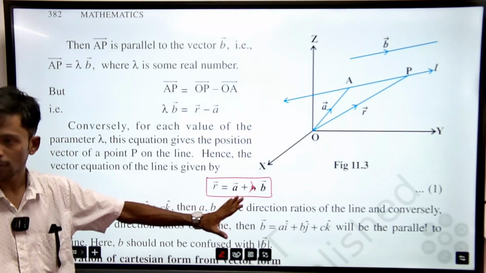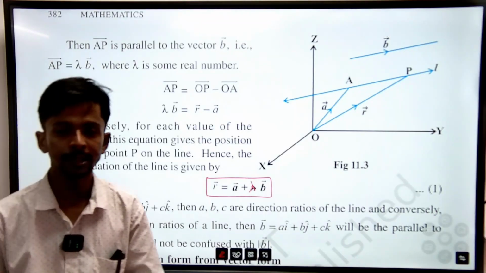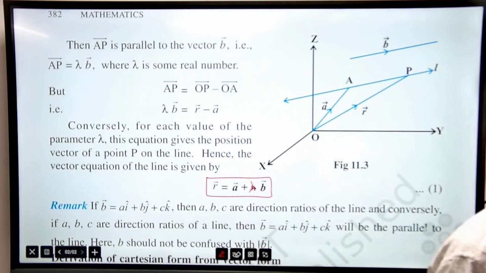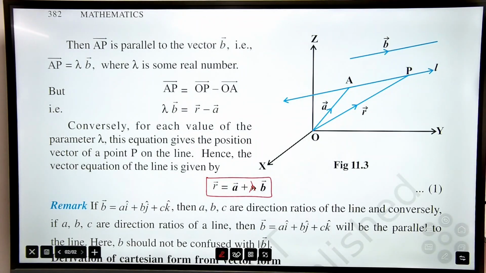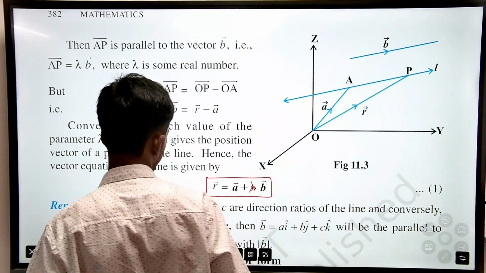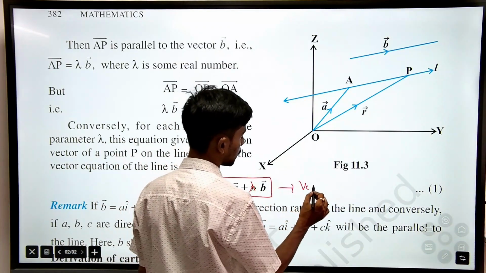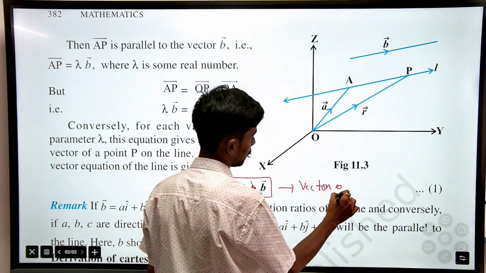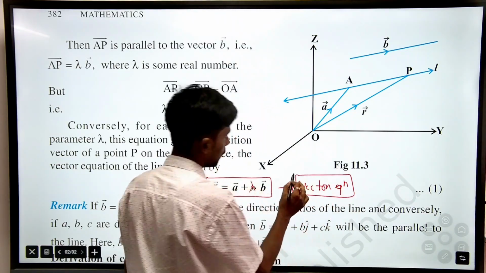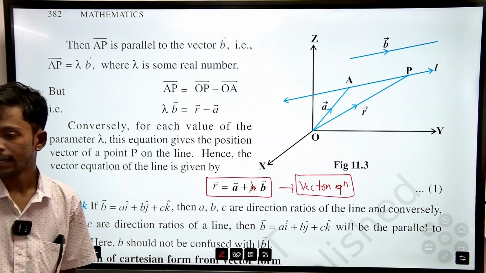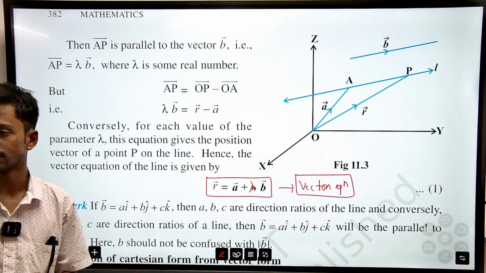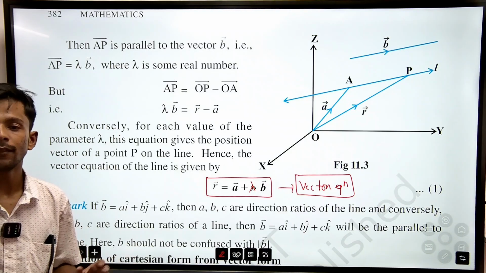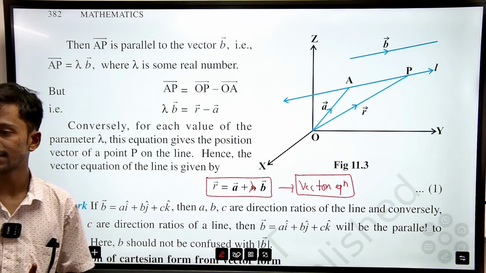But the thing is that you have to know, if a line is passing through a point x, y, z and is parallel to the vector b, the equation of the line will be r equal to a plus lambda b. Now again यहाँ पे लिखना, this will be the vector equation. दो इक्वेशन हम लोग पढ़ेंगे यहाँ पे. There will be one more equation that will be called a Cartesian equation or scalar equation. This will be the vector equation, that will be r equal to a plus lambda b.